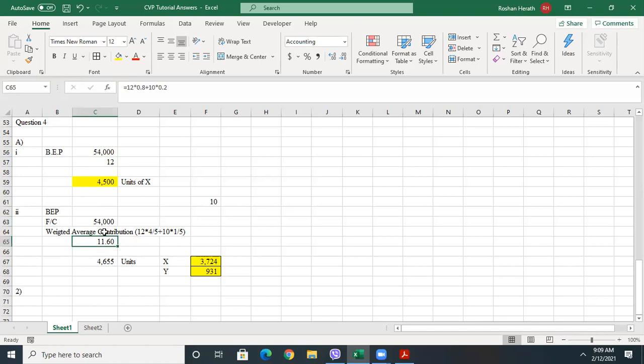So if you take 54,000 divided by 11.6, it's going to be 4,655 units. And if you want to distinguish that among the individual products, you can simply take the sales mix and multiply by it. So that's how you do it. Okay, give me 1 second.